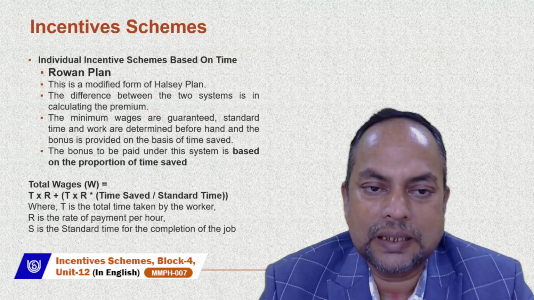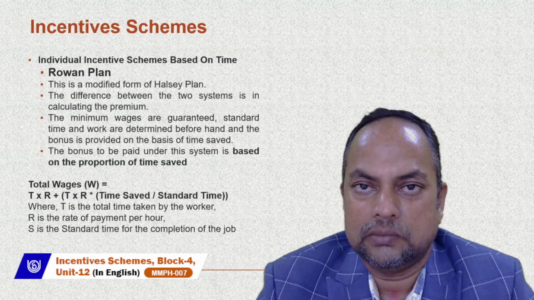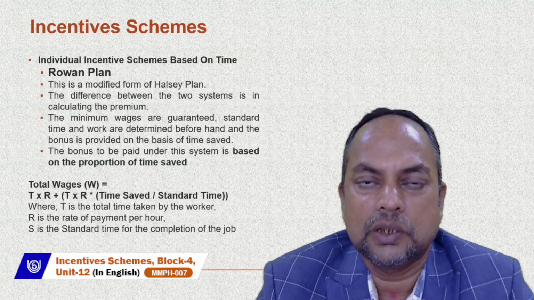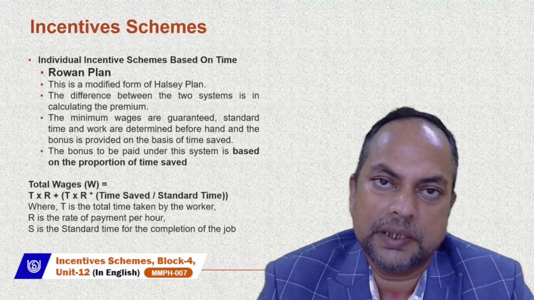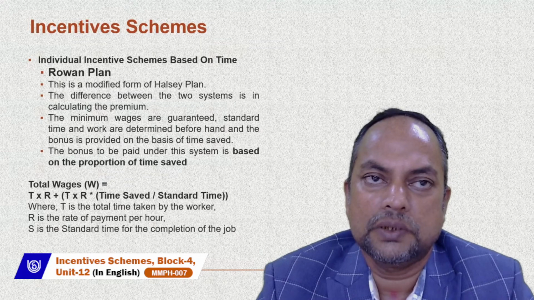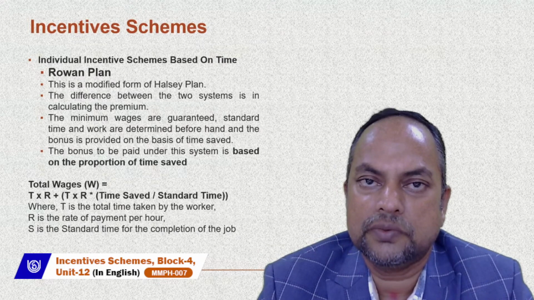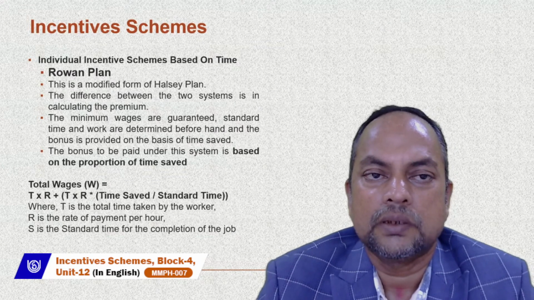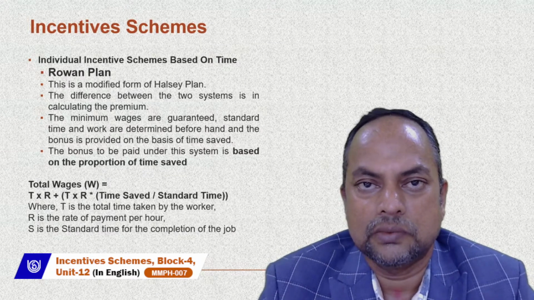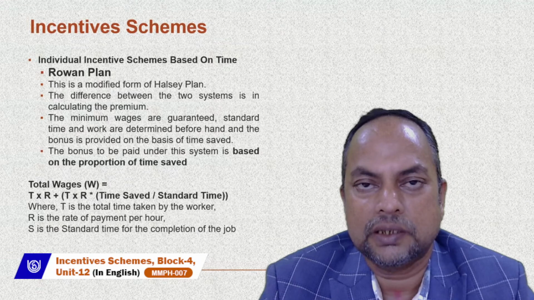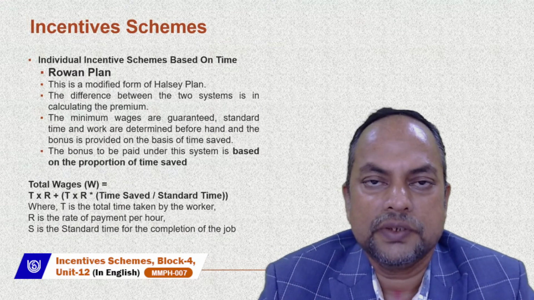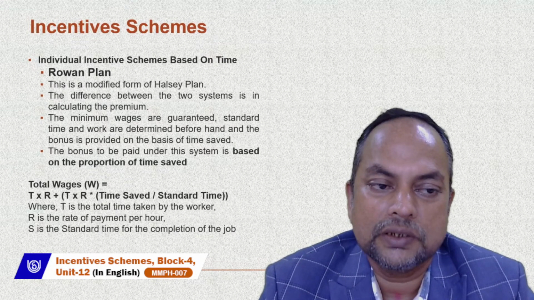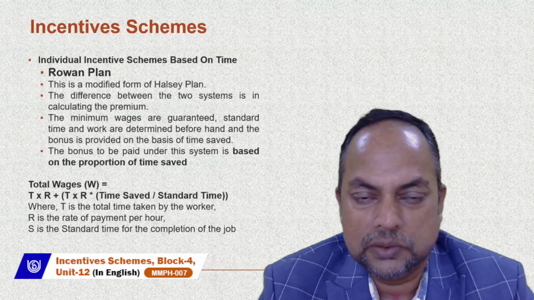So in the Halsey plan, out of a standard working time of 8 hours, anyone who completes the job in 6 hours was paid at a 50% rate. Anyone who completes the job in 7 hours, or anyone who completes the job in 5 hours, everyone was paid at the 50% rate. But here, Rowan proposed that if someone is completing the job in 5 hours and someone is completing the job in 6 hours, their efficiencies are different. So why not make the incentive administration based on the efficiencies of the worker? So the formula was modified a bit.